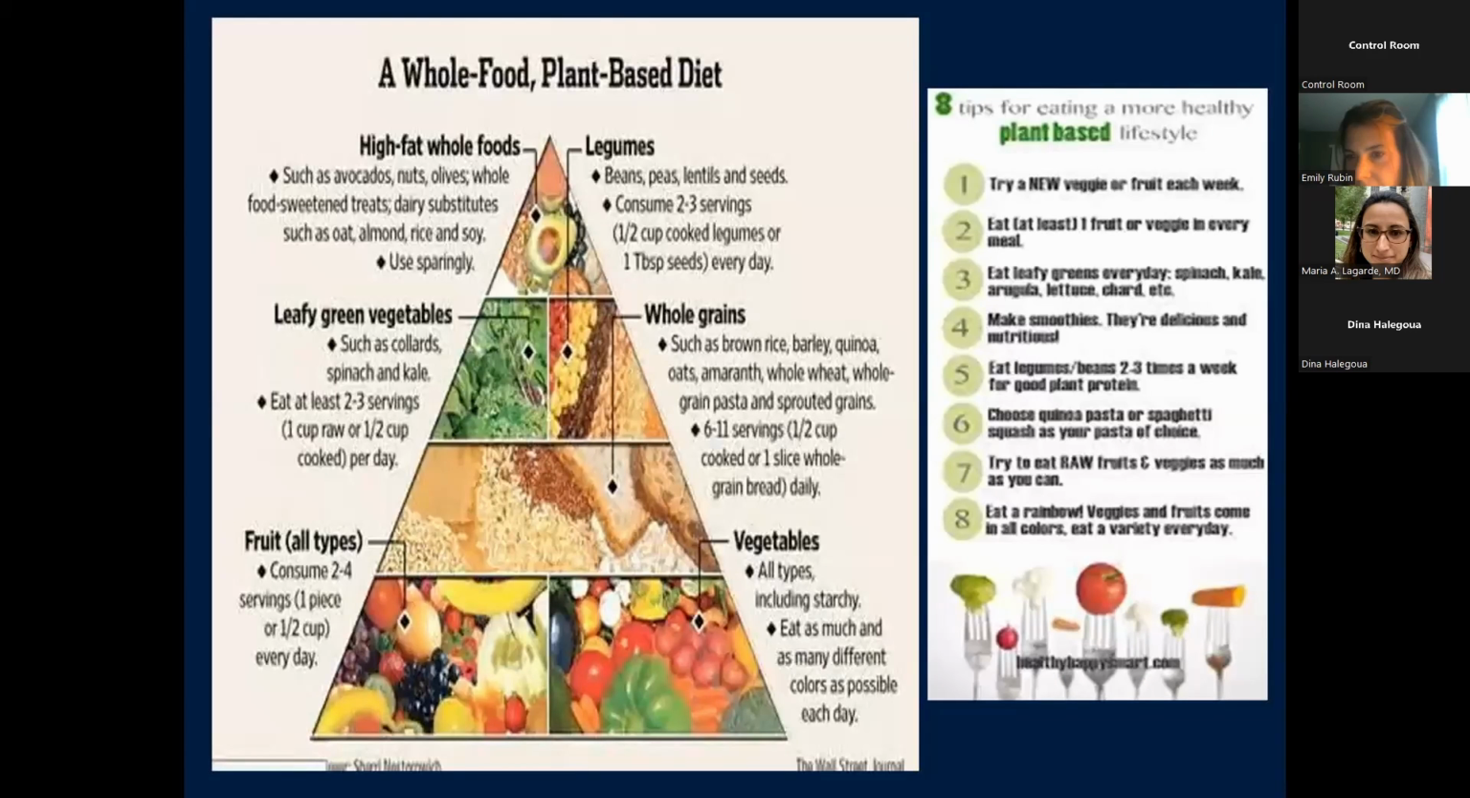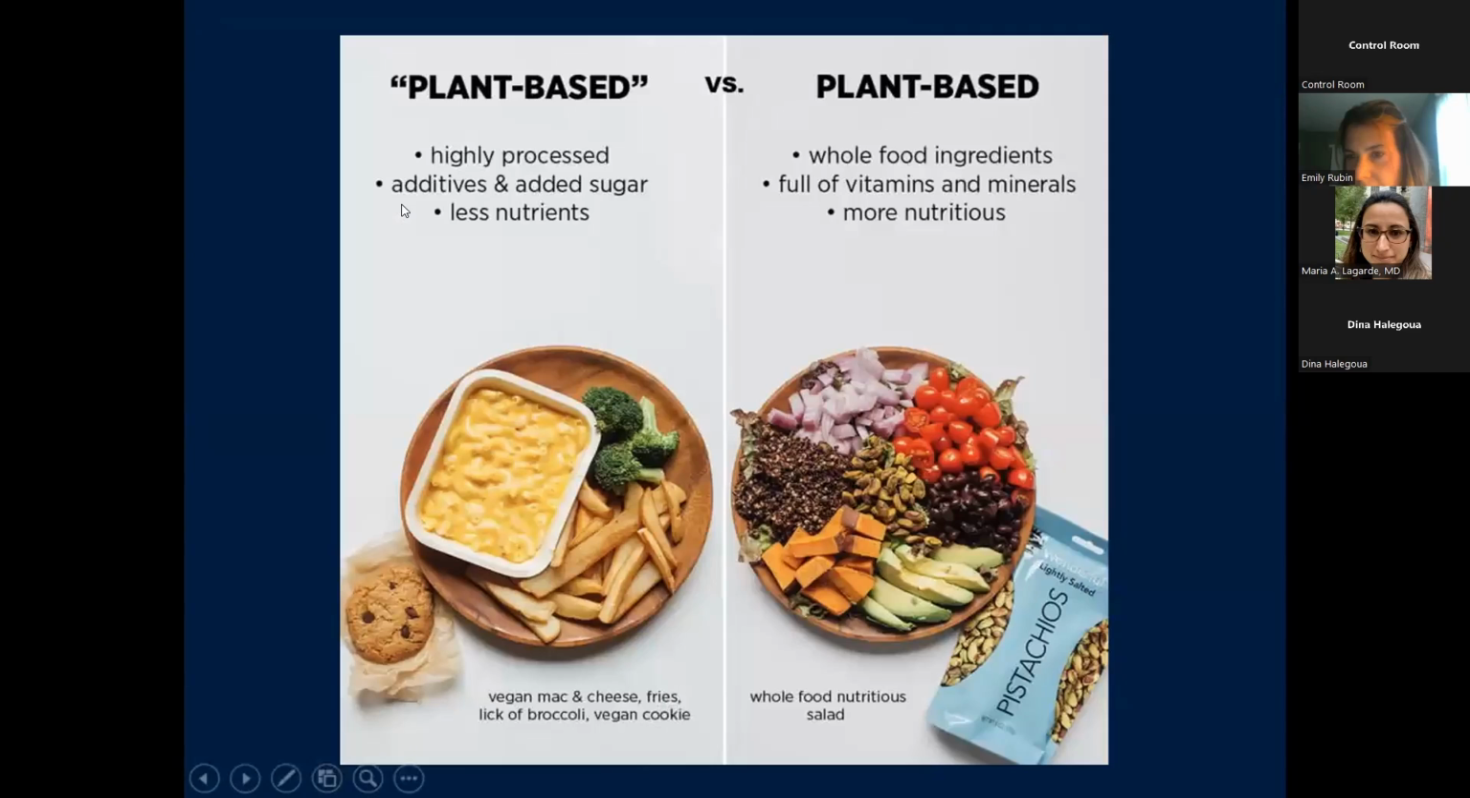So again, we have the plant-based diet here, which is the whole grains. Again, we want to choose brown rice, barley, quinoa, increasing more vegetables and fruits. We're adding beans, and again, adding the high fat, the healthy fats. Then you'll look on the internet and Instagram and see plant-based versus plant-based.